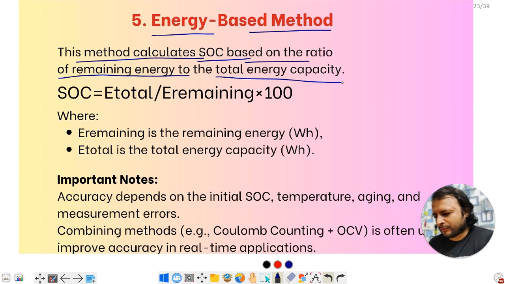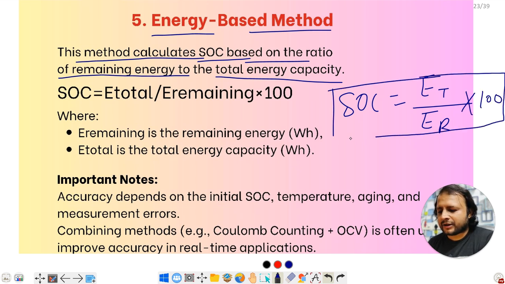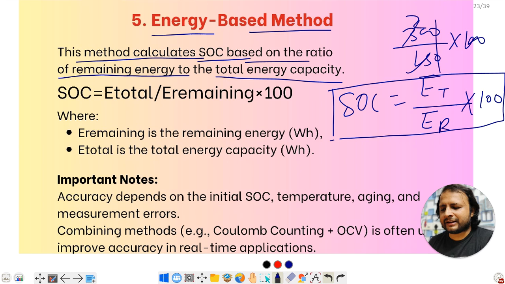A very important formula. We write SOC is equal to E total divided by E remaining, E total into E remaining multiplied by 100. So this is the SOC equation. Total energy divided by remaining energy into 100, and SOC will come. Suppose total energy we have is 300, remaining energy we have is 150, multiply by 100, so how much came? SOC is showing 200%. However the remaining will be, whatever it is, we got it by a simple calculation.